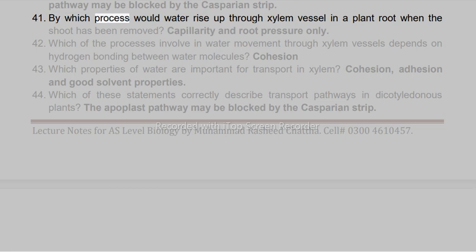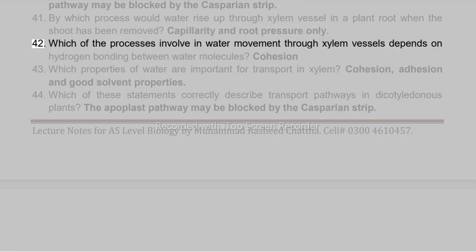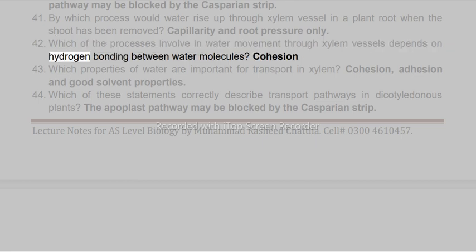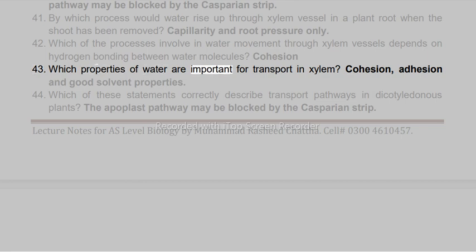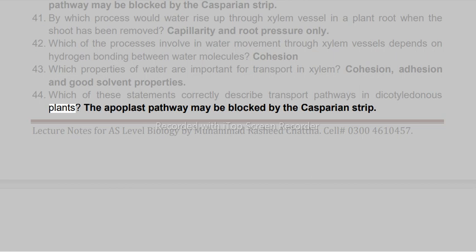41. By which process would water rise up through xylem vessels in a plant root when the shoot has been removed? Capillarity and root pressure only. 42. Which of the processes involved in water movement through xylem vessels depends on hydrogen bonding between water molecules? Cohesion. 43. Which properties of water are important for transport in xylem? Cohesion, adhesion, and good solvent properties. 44. Which of these statements correctly describe transport pathways in dicotyledonous plants? The apoplast pathway may be blocked by the Casparian strip.